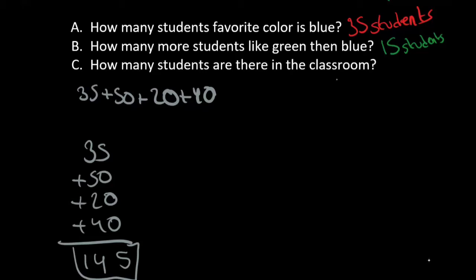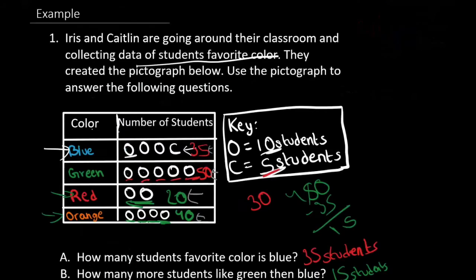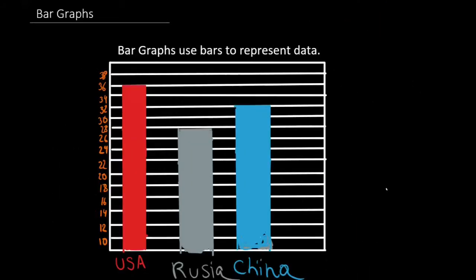So I'm going to write 145 students in all. So that means there are a total of 145 students in the classroom. Okay, now let's move on to bar graphs.